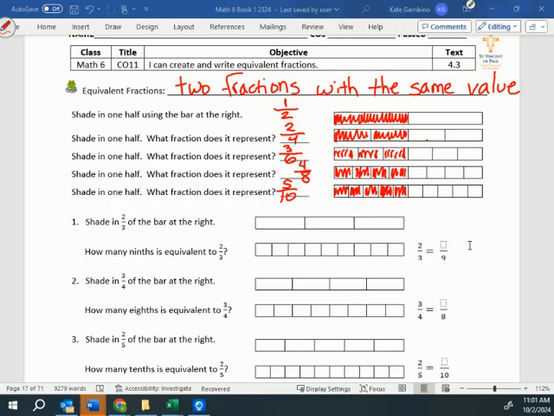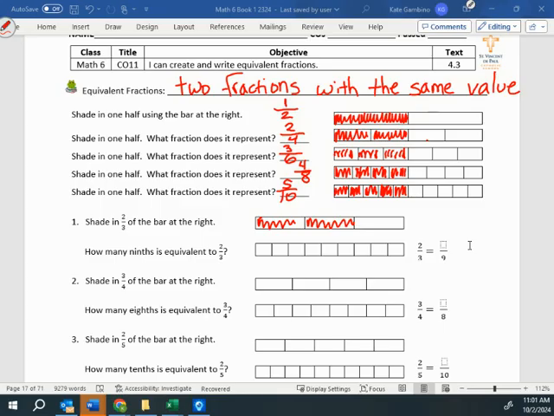So let's look at number 1. Shade in 2/3 of the bar at the right. How do I do that? Emma? We shade 2 of the 3 sections. The next one says, how many ninths is equivalent to that 2/3? So where do I want to shade it in?